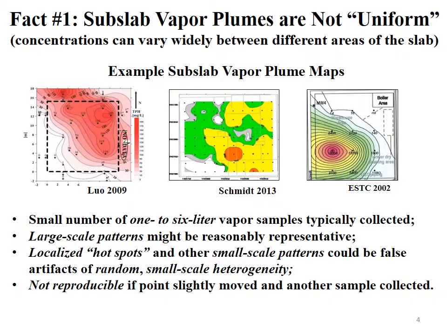Another key point to remember is that these localized hotspots you see, especially in the middle map and on the map on the very right, that are based on single sample points, could very well be artificial and just reflecting small-scale random heterogeneity. So if you move the sample point over a few feet, you might get a completely different number. So key point here: large-scale patterns are probably representative. Small-scale patterns could be artifacts of heterogeneity and not reproducible if the site was resampled.